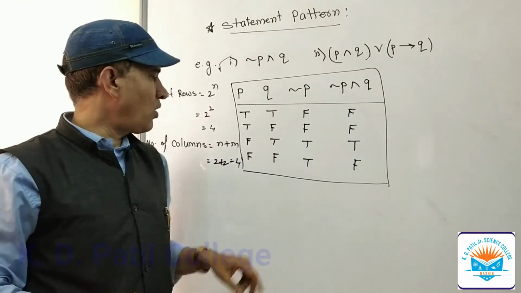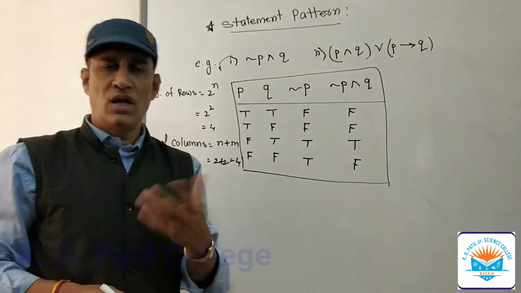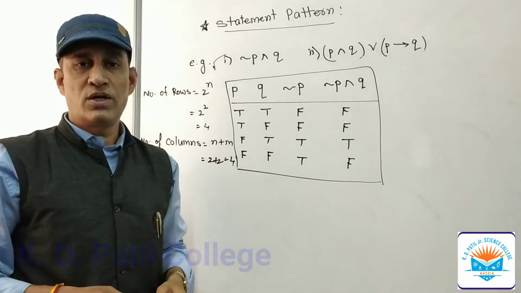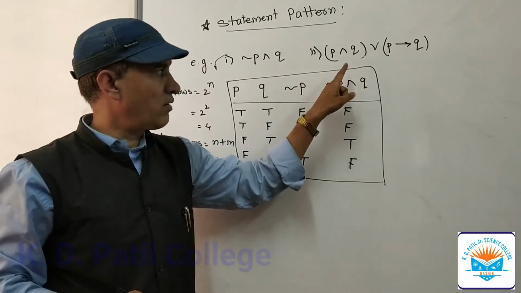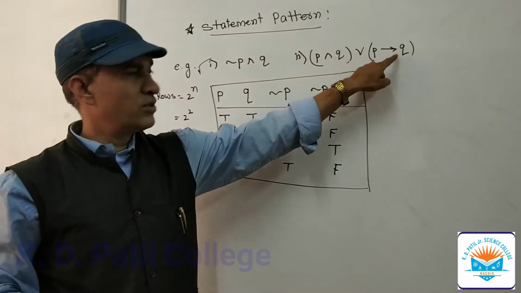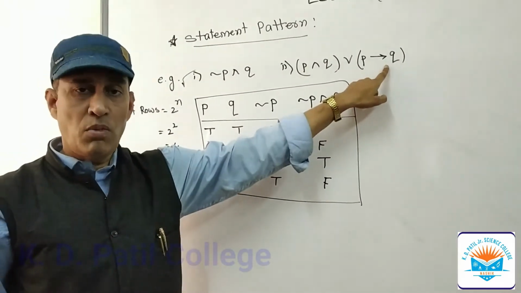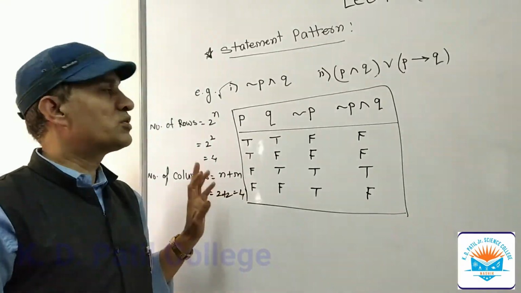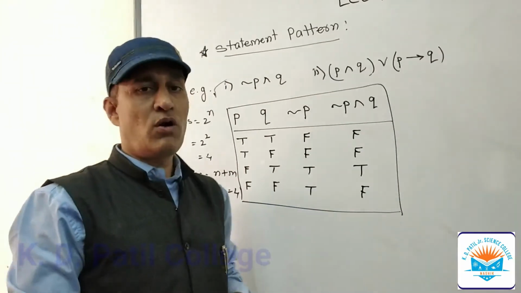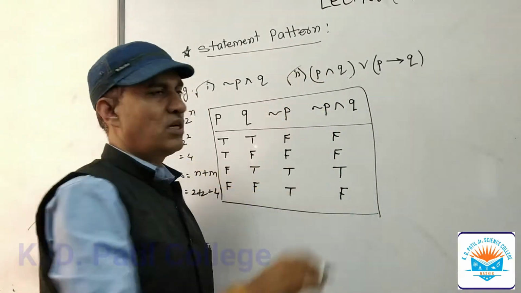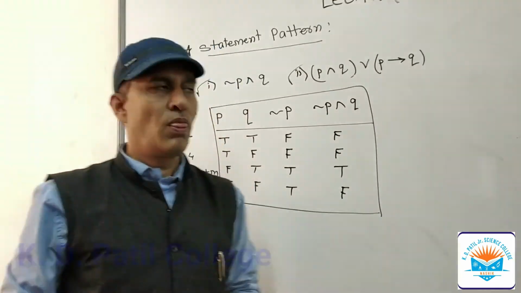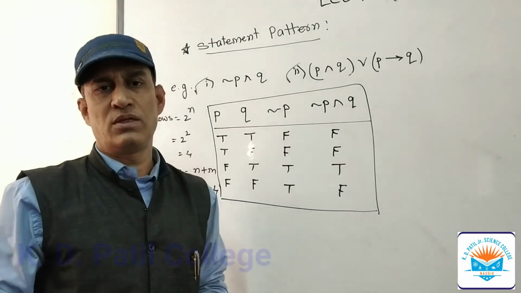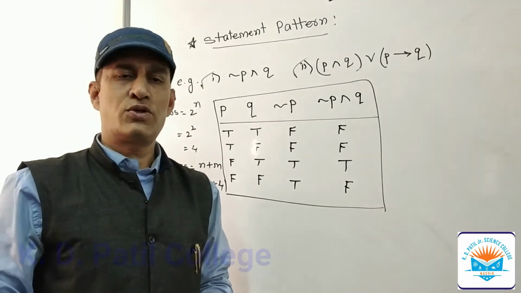Now what about the number of columns? Look at n plus m. n means the number of components. m means the number of connectives. How many connectives are there? Look at it. 1, 2, 3. Means for the number of columns, n is 2, m is 3. 2 plus 3, total is 5. Means for constructing the truth table of the second part, we have 4 rows and 5 columns. And by using this concept, we can form this truth table.